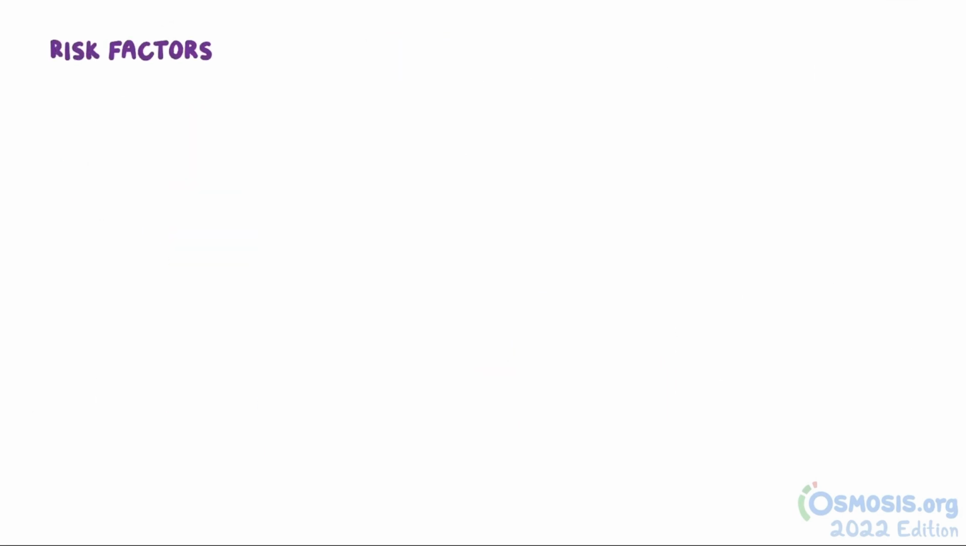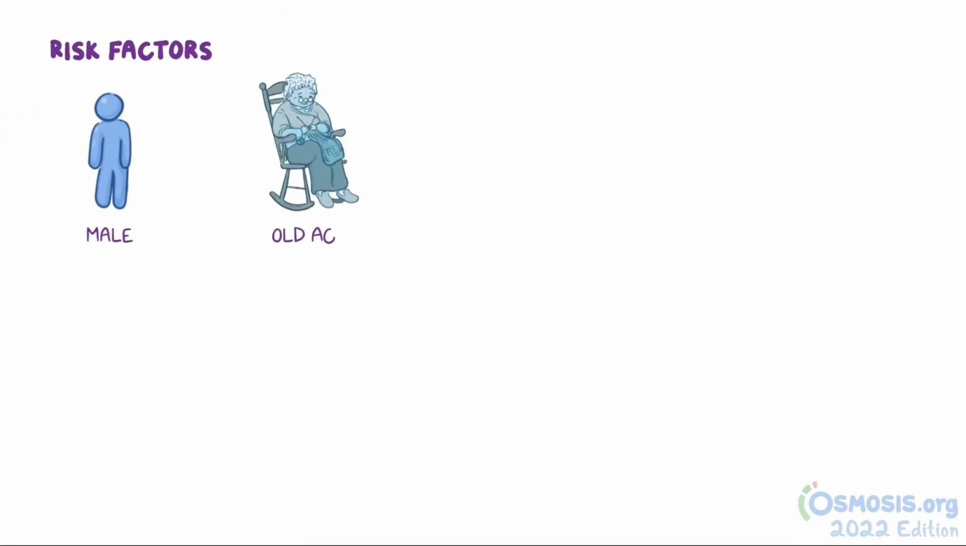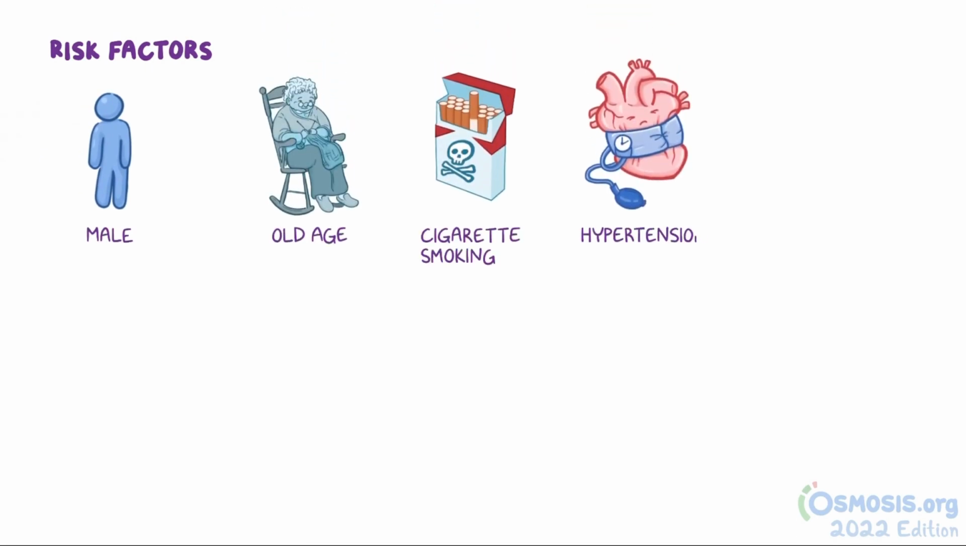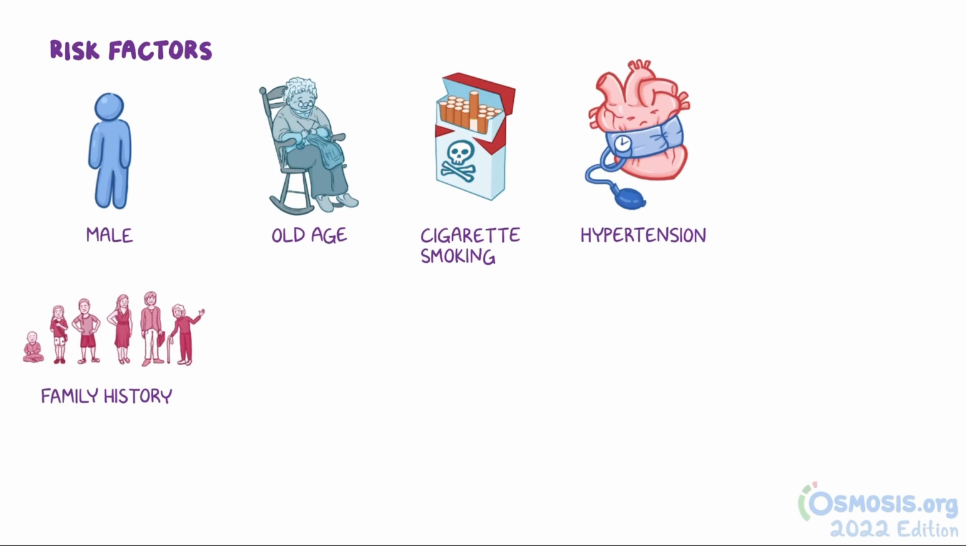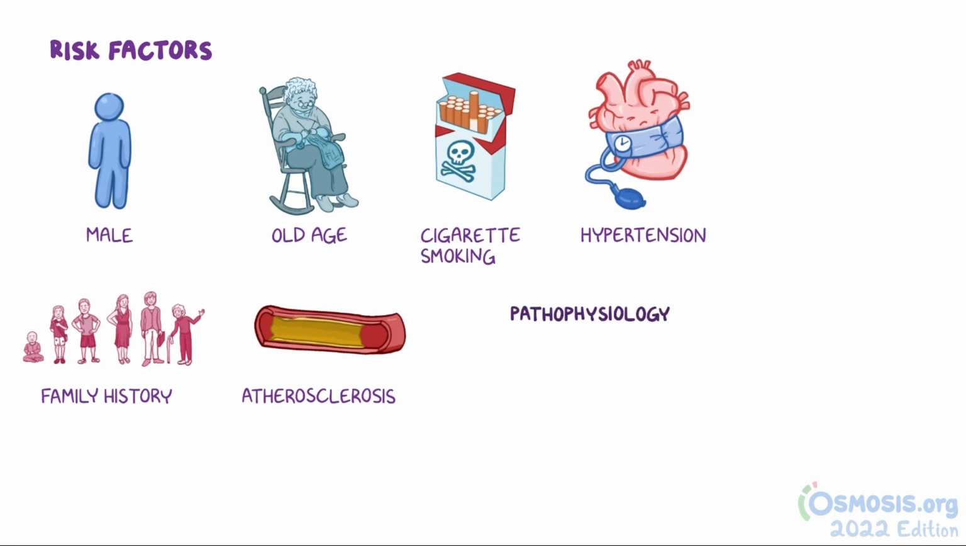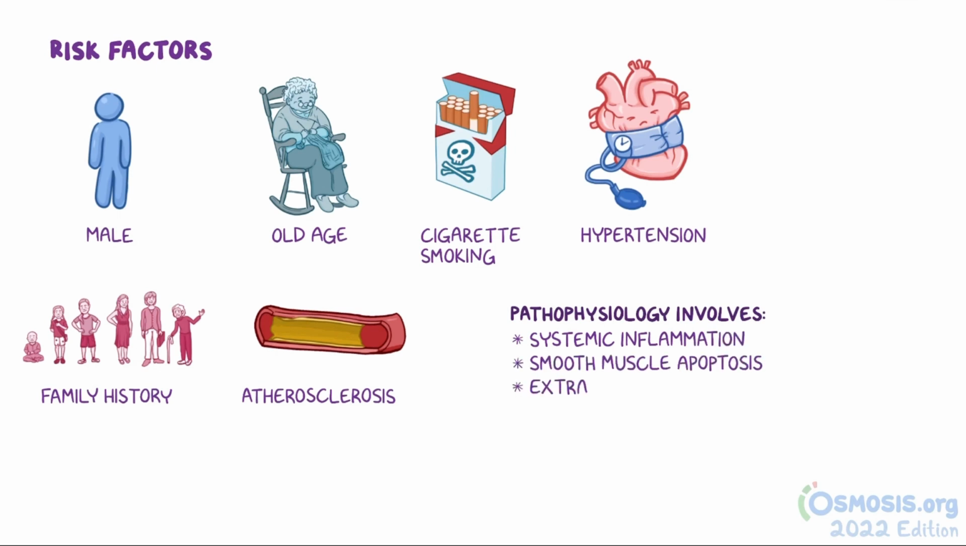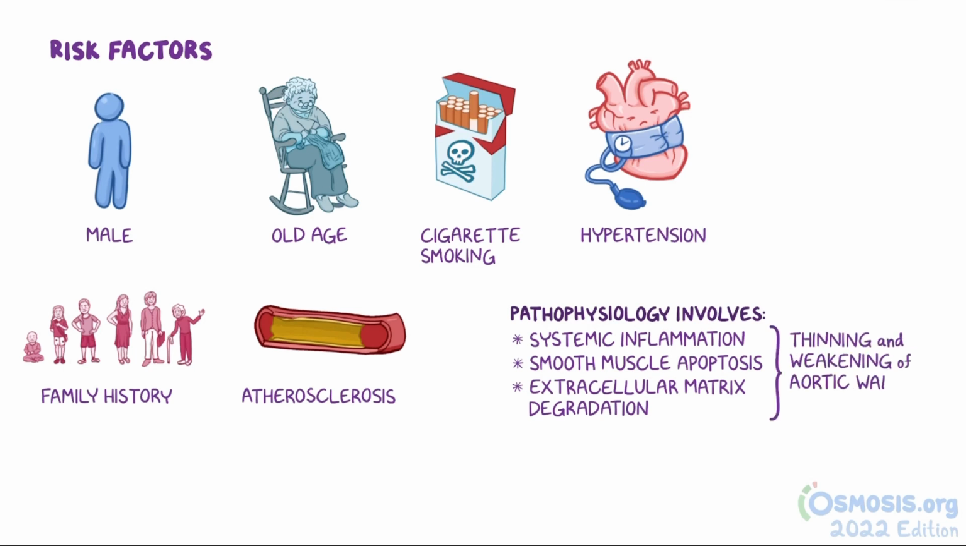Risk factors include being a biological male, old age, cigarette smoking, hypertension, a family history of abdominal aortic aneurysms, and last but not least, atherosclerosis. Even though atherosclerotic buildup contributes to the formation of abdominal aortic aneurysms, the pathophysiology of an abdominal aortic aneurysm is complex and involves systemic inflammation, as well as smooth muscle cell apoptosis and extracellular matrix degradation, resulting in thinning and weakening of the aortic wall and enlargement in aortic diameter.